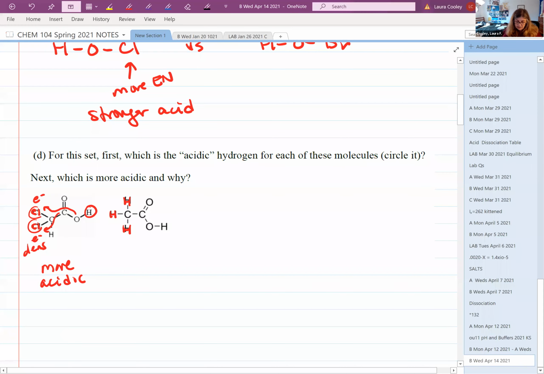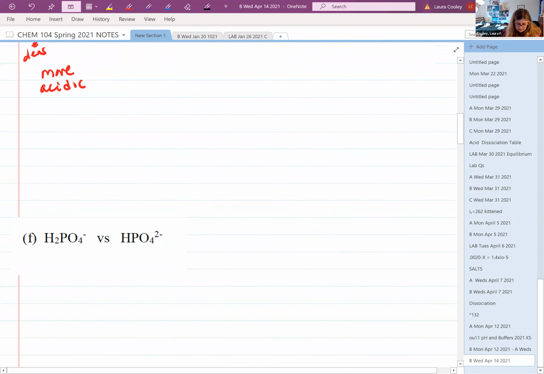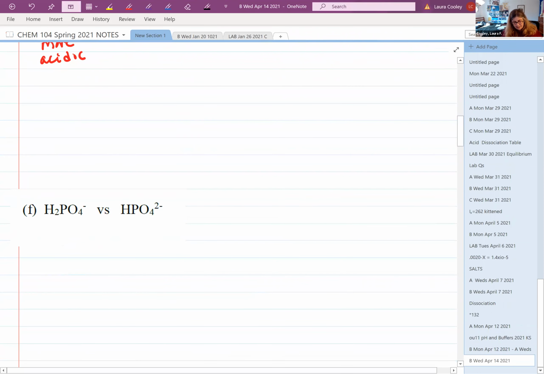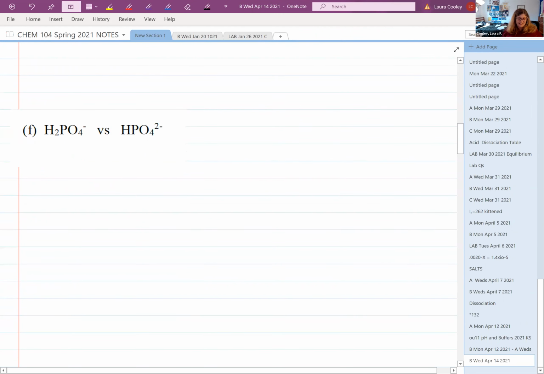So some of these are pretty interesting. And then we have on the same sheet 2 pretty interesting suspects, okay? So these are oxo acids, but they are charged.